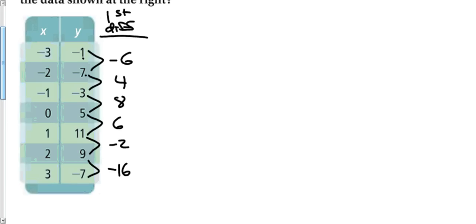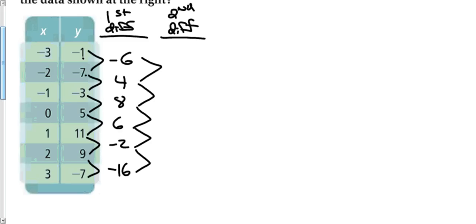So what do I do next? I have to find the second differences. So we try to find the second differences. Okay? So I do the same thing again. I take 4 minus -6, 8 minus 4, 6 minus 8, -2 minus 6, and -16 minus -2. And I figure out my differences. 4 minus -6 gives me a 10, a 4, a -2, a -8, and a -14.